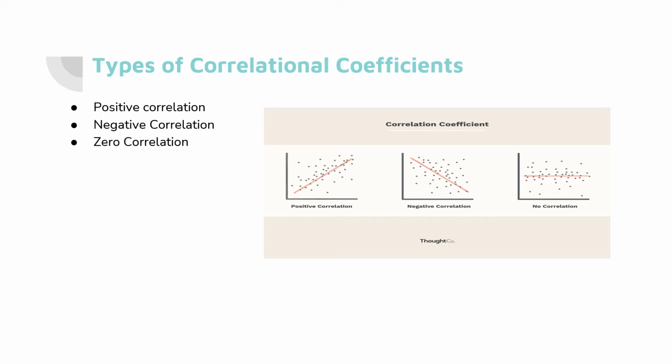Last is zero correlation. The zero correlation is a coefficient of 0, and this indicates that there is no relationship. An example of this is the relationship between intelligence and height. An increase in height does not lead to any changes in intelligence. The visual representation in the last graph here shows that there's no slope at all. It's a parallel and straight line.